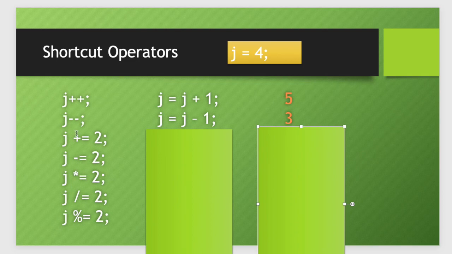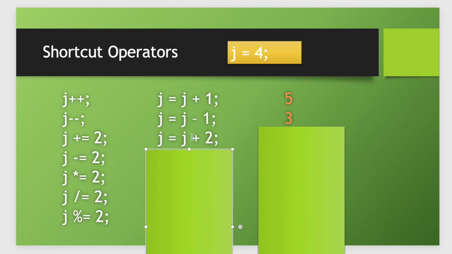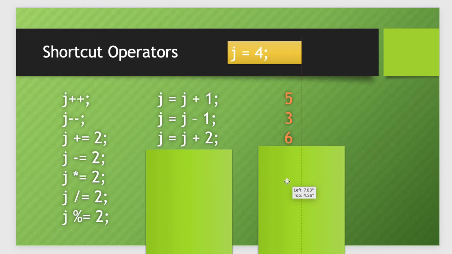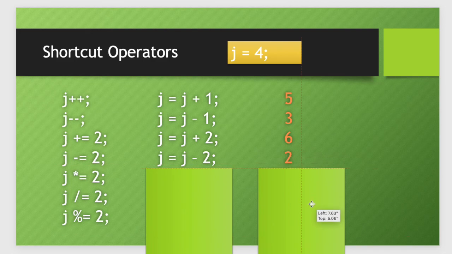Okay, these other shortcut operators. We have a j plus equals 2. Well, that's a little different than these others. What this does is takes the value of j, adds 2, and then stores it back into j. So it would be the equivalent of this equation: j plus 2 and then stored back into j. If j had a starting value of 4, that would mean it had an ending value of 6. J minus equals 2 would be the equivalent of j has a value of j minus 2. So if j started out at 4, after that code executed, j would be 2.